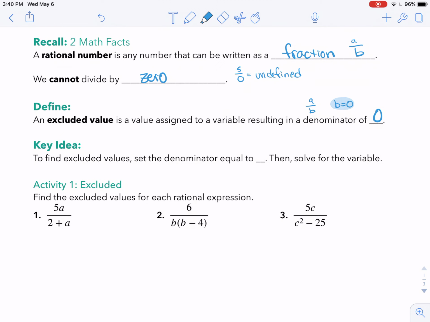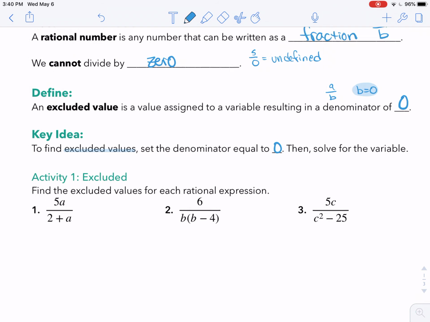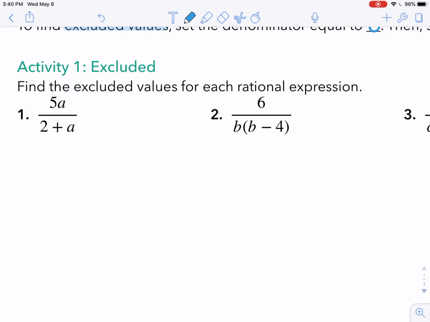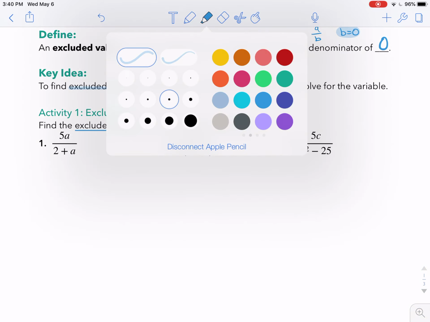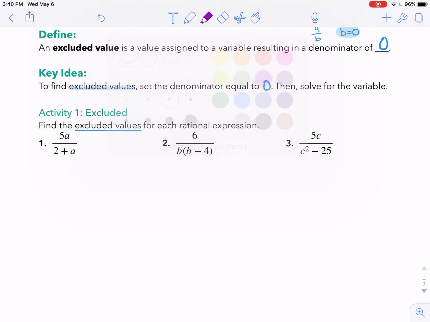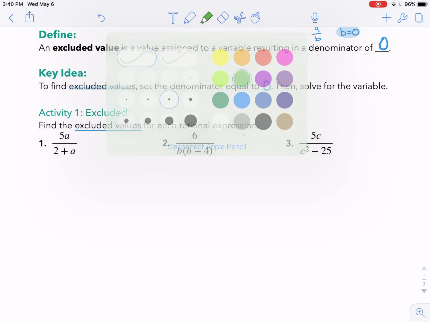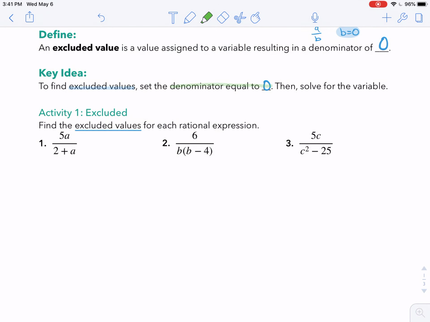So to find excluded values, what you want to do is set your denominator equal to 0. Then solve for your variable. So let's do that right away. Here, to find an excluded value, for each rational expression, we want to set our denominator equal to 0. So remember that your denominator, let's make it green, equal to 0.